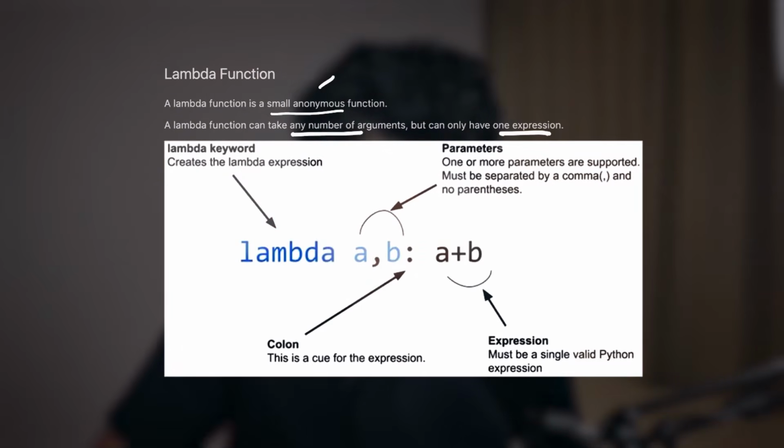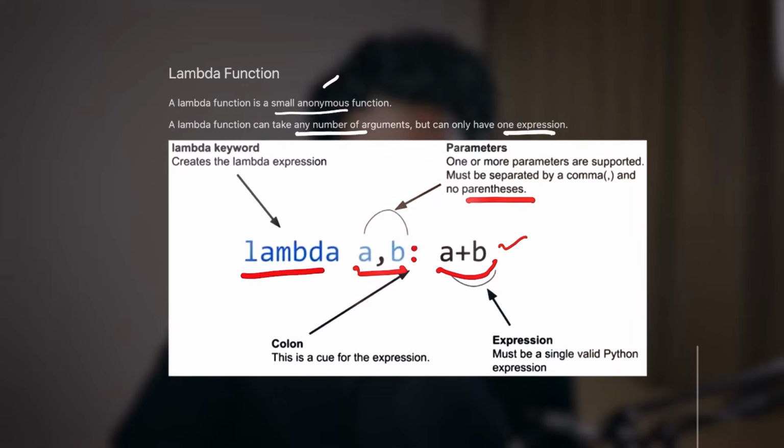So now let's see how we can define a lambda function. So first of all, we have to write the keyword lambda. Then we write the arguments, or we can say parameters. And I have already explained the difference between parameters and arguments. And one or more parameters are supported. And all these parameters must be separated by a comma and no parenthesis. Correct? Then we need to give a colon here, and in the end we can have an expression. So it must be a single valid Python expression. It can be only a single expression, right?